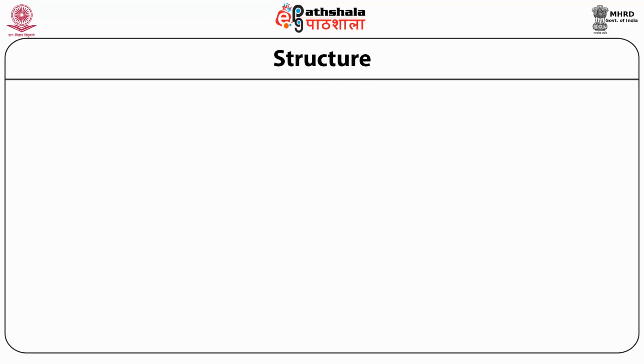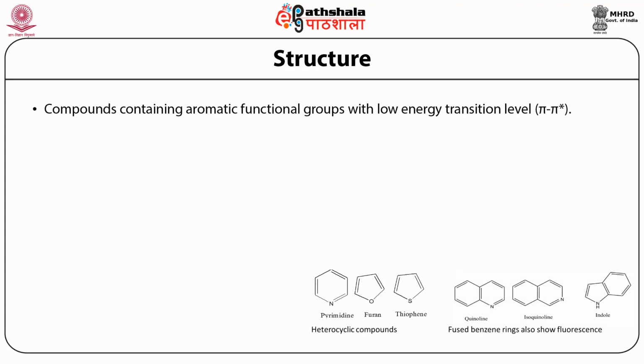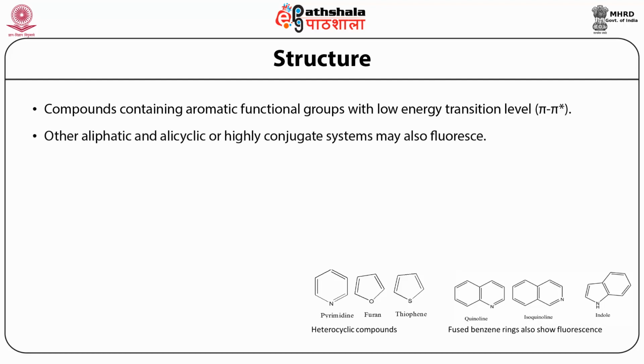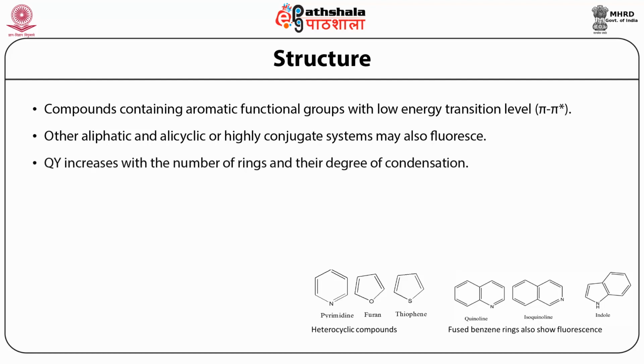The effect of structure on fluorescence. We know fluorescence is due to the presence of a conjugated pi system. Therefore, all aromatic compounds should show fluorescence, and that actually happens. Most of the compounds that contain an aromatic functional group have pi-to-pi transition, and therefore are active in fluorescence. Aliphatic or alicyclic compounds which have a highly conjugated system also show fluorescence. The quantum yield increases as the number of rings increases, conjugation increases, and the degree of condensation increases.